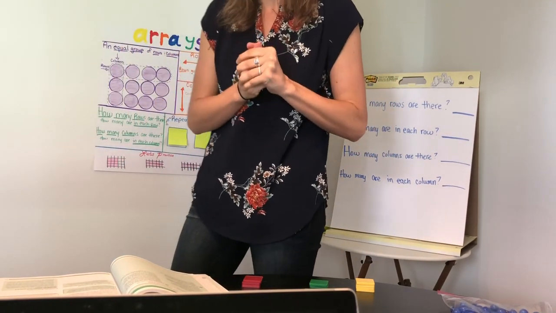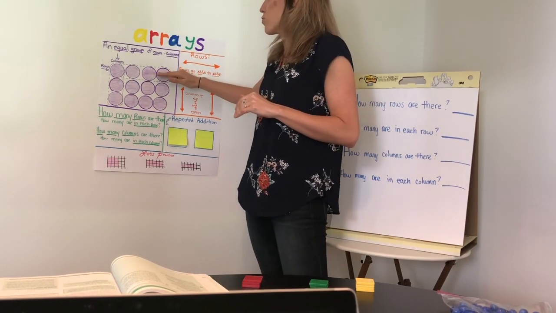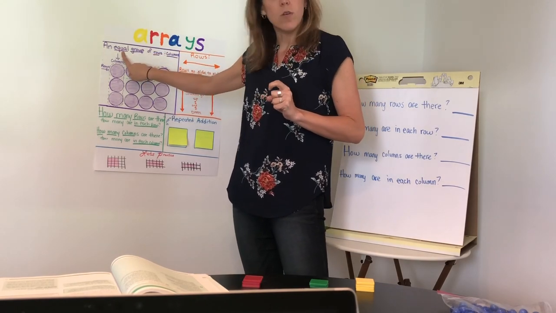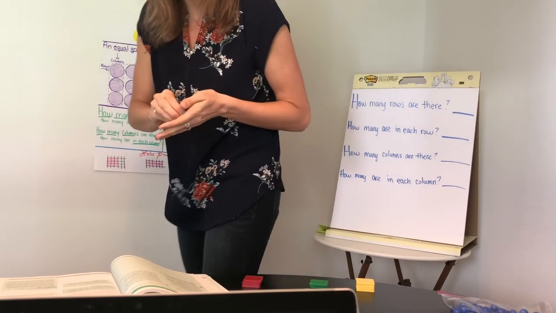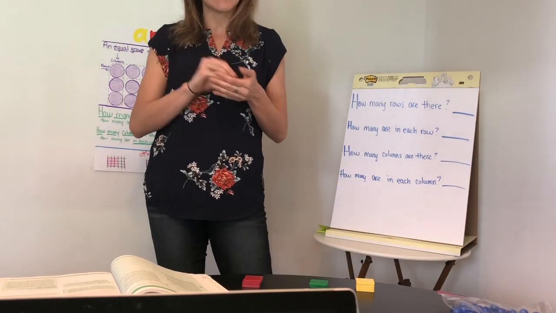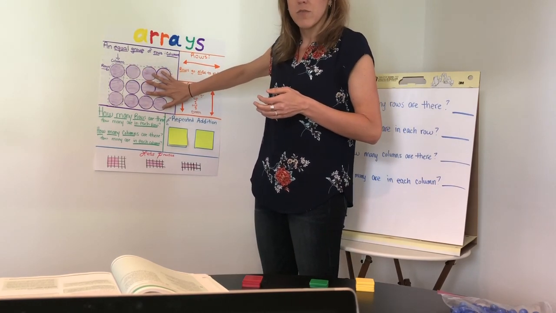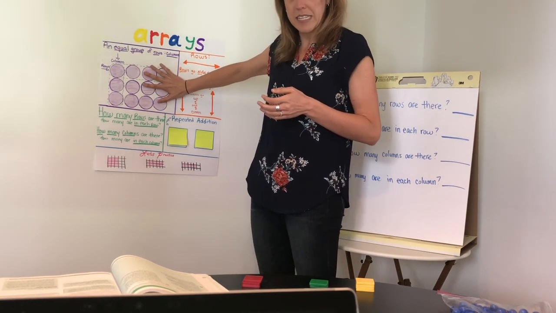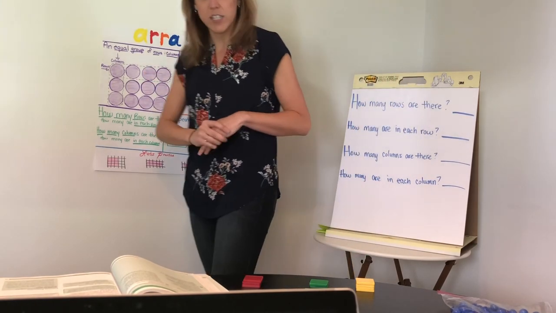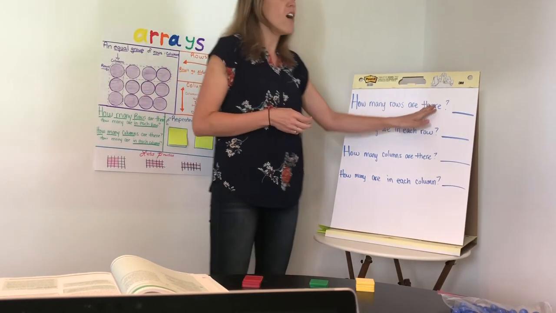Now, to build an array, one thing you have to remember is that each row and each column truly has to be equal. That means every row you have has the same number, and every column you have has the same number. Now, Rob's array displays that. Rob shows us that he has his hats on the shelf. Now, how many rows are there?